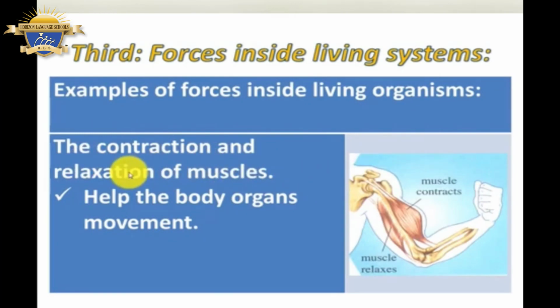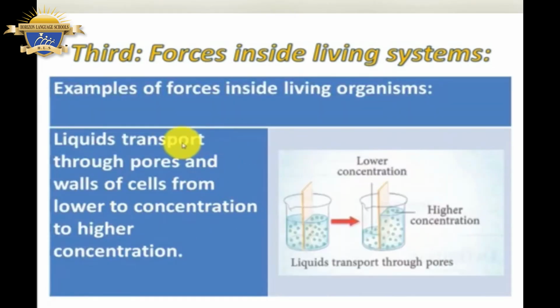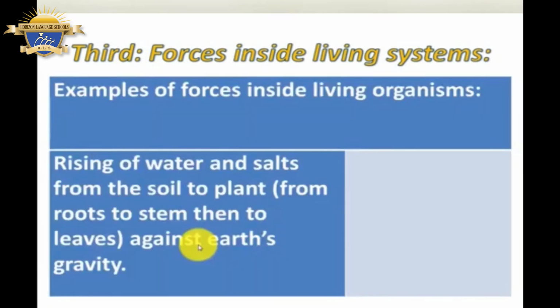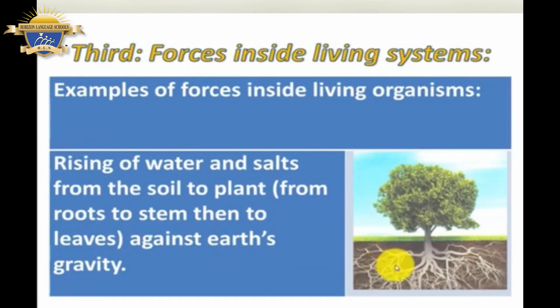The same idea, example number 2, the contraction and relaxation of muscles of all the body. It helps the body organs movement. Contraction and relaxation of heart muscle pump blood to all body organs, but the contraction and relaxation of muscles help in movement. Example number 3, liquids in our body are transported through pores and walls of cells of our body, as in the picture, from lower concentration to higher concentration. This helps transport of liquids from one cell to another cell.